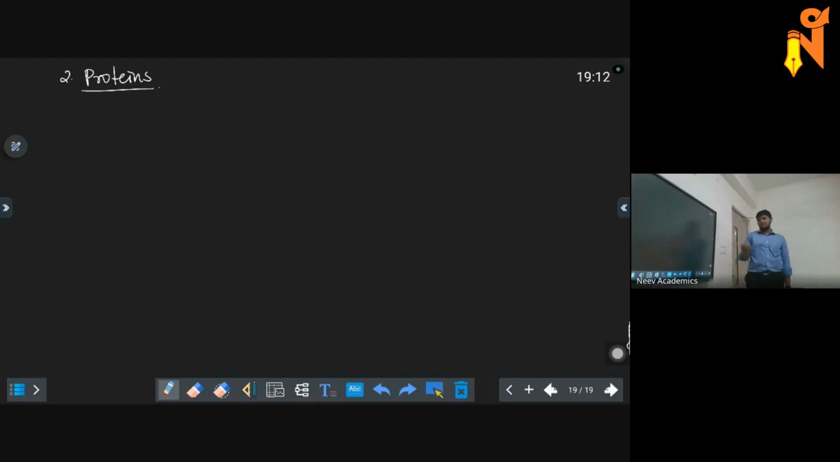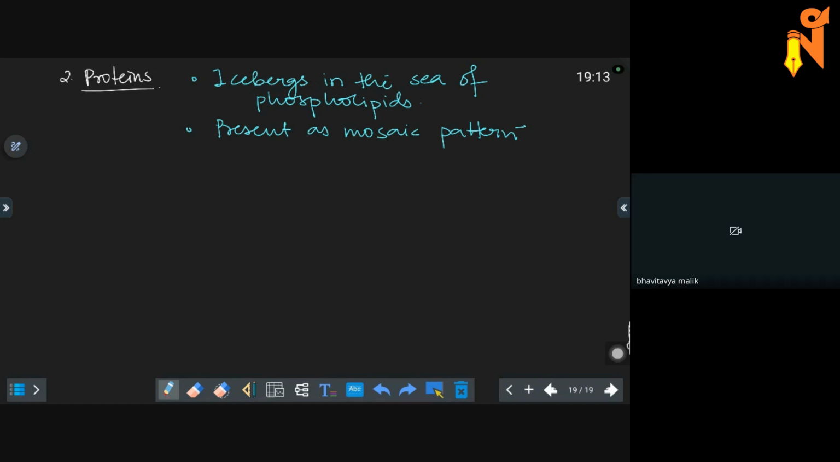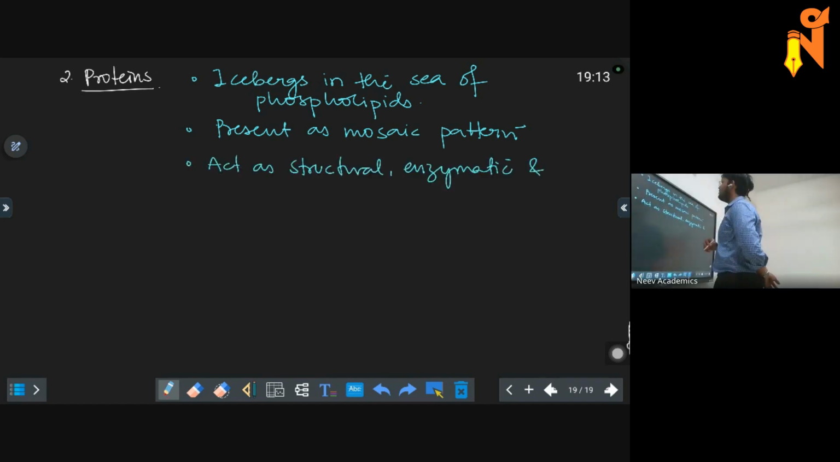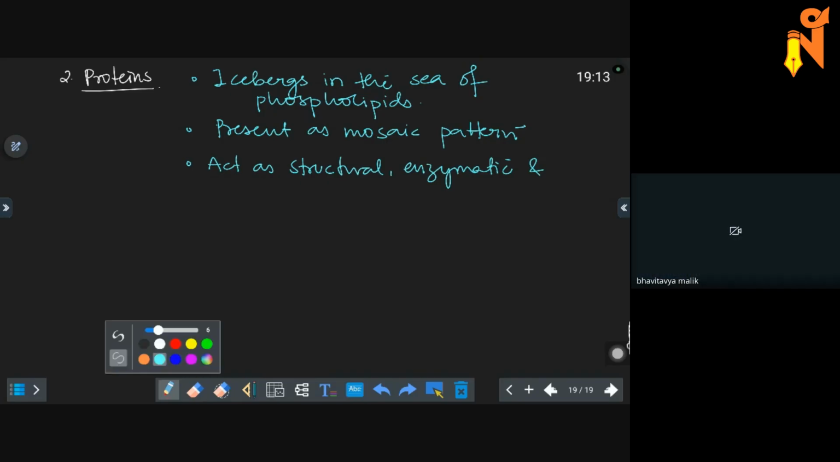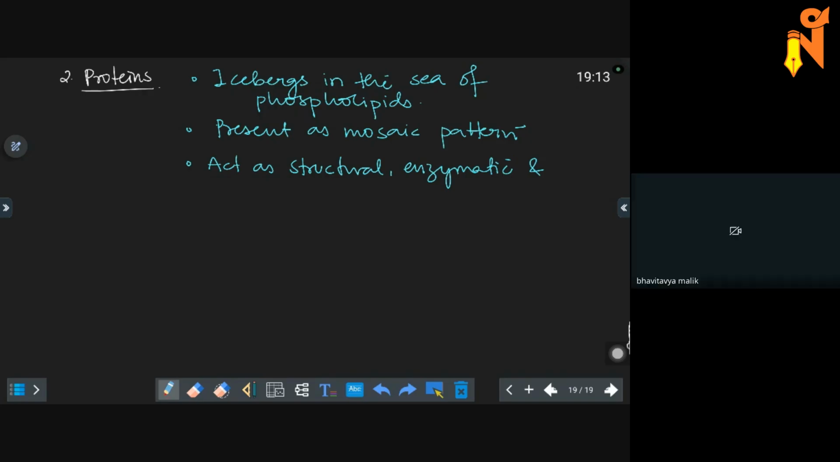First point, icebergs in the sea of phospholipids. What do you mean by icebergs in the sea of phospholipids? Just as icebergs are present in the sea, the same way proteins are present in phospholipids. That is a reference to the cell membrane we are studying.